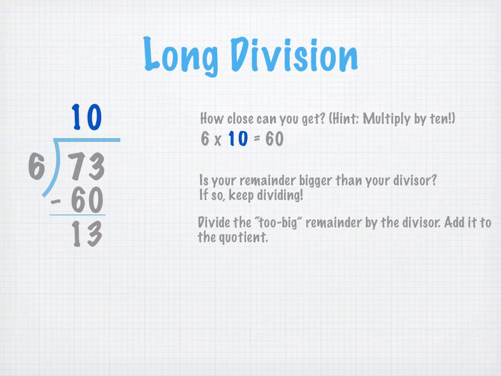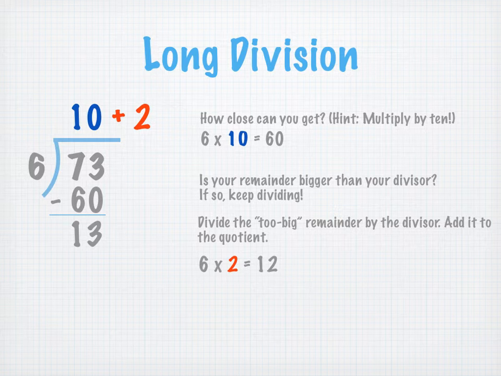Divide your too big remainder, that remainder that's too big, just divide it by your divisor. How many times can 6 go into 13? Turns out 6 can go into 13 2 times exactly. 6 times 2 is 12. Well, we take the 2 and we also add that to the top of our house. That's also going to go in there with us. That's the other part of our quotient here.